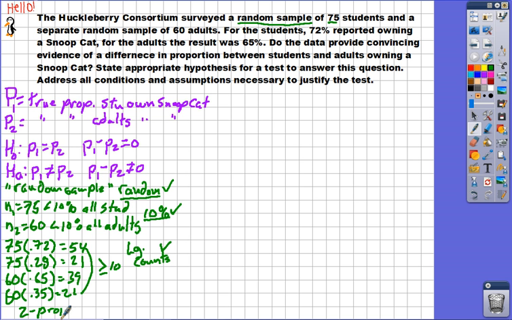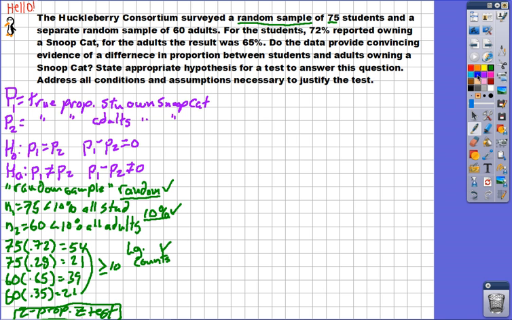From all of this, what that allows us to do is a two-proportion z-test. If you were going to do this in your calculator, you would do this. But remember, since this is going to be all free response, you have to show your work. So doing it with the calculator would only be to double check yourself.